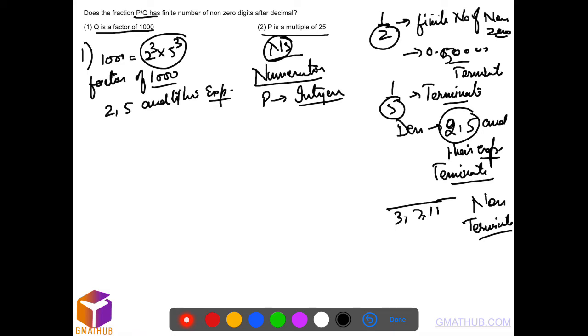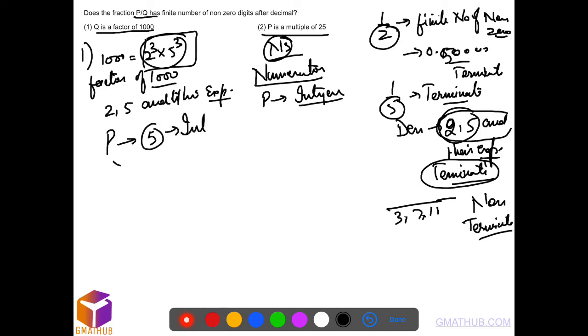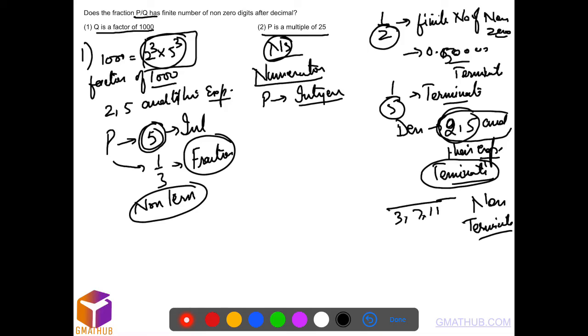Okay, but there is one concern here. It looks like the denominator has only 2 and 5 and their powers, so it should be terminating. The concern here is P. We don't know anything about P. P could be 5, some integer, or P itself could be a fraction like 1 by 3. Now if P is 1 by 3, you can divide it by any integer and it will become non-terminating. So if it is an integer, it will be terminating. If it is a fraction, it can be non-terminating. So this itself is not sufficient.